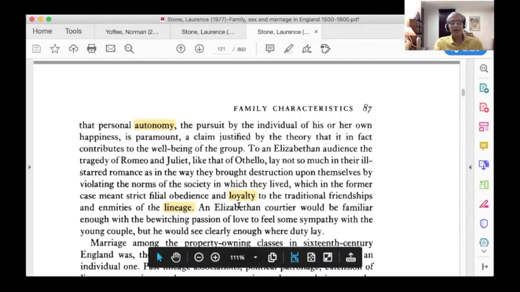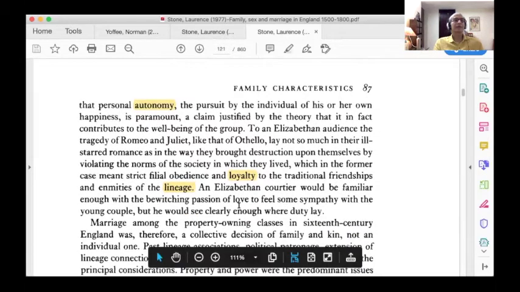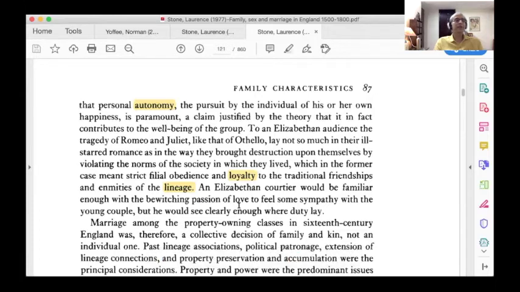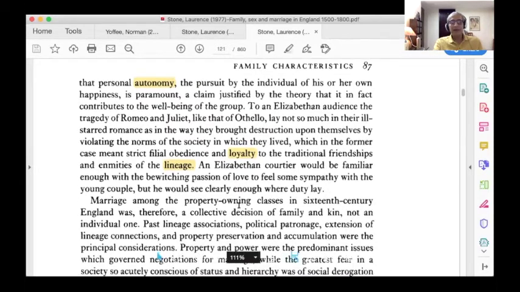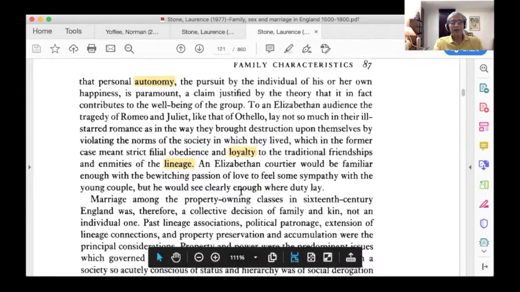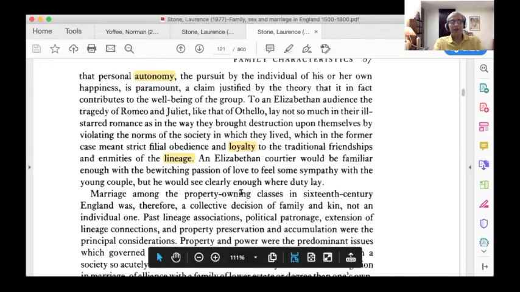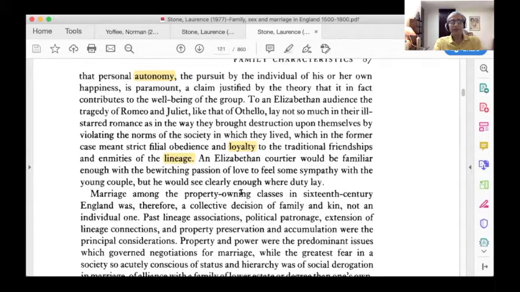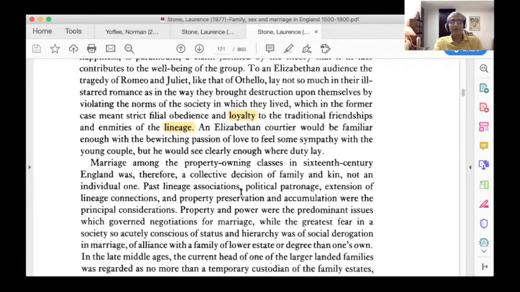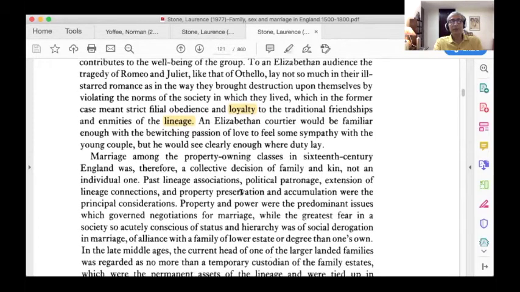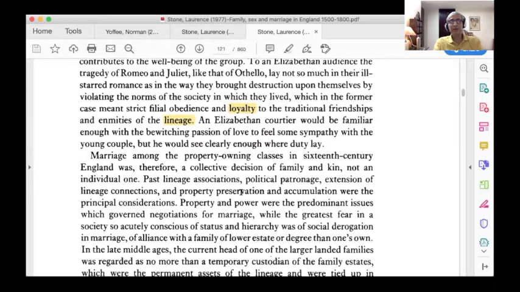And he goes on to say that even a play such as Romeo and Juliet, when it was produced, was not seen as a great tragedy because of a romance that couldn't be fulfilled, but rather as a case of filial obedience and loyalty to the traditional friendships and enmities of the lineage. An Elizabethan courtier would be familiar enough with the bewitching passion of love to feel some sympathy for the young couple, but he would clearly see where duty lay.